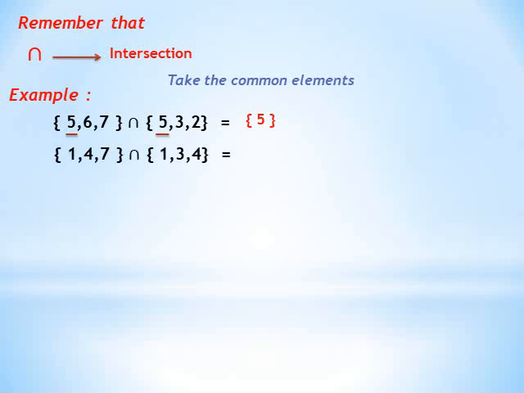What about the other one? I found here 1, 4, 7 intersect with a set that has 1, 3 and 4. Which is the common element here? Which number did I find in both sets? Yes, that's correct. 1 and 4.